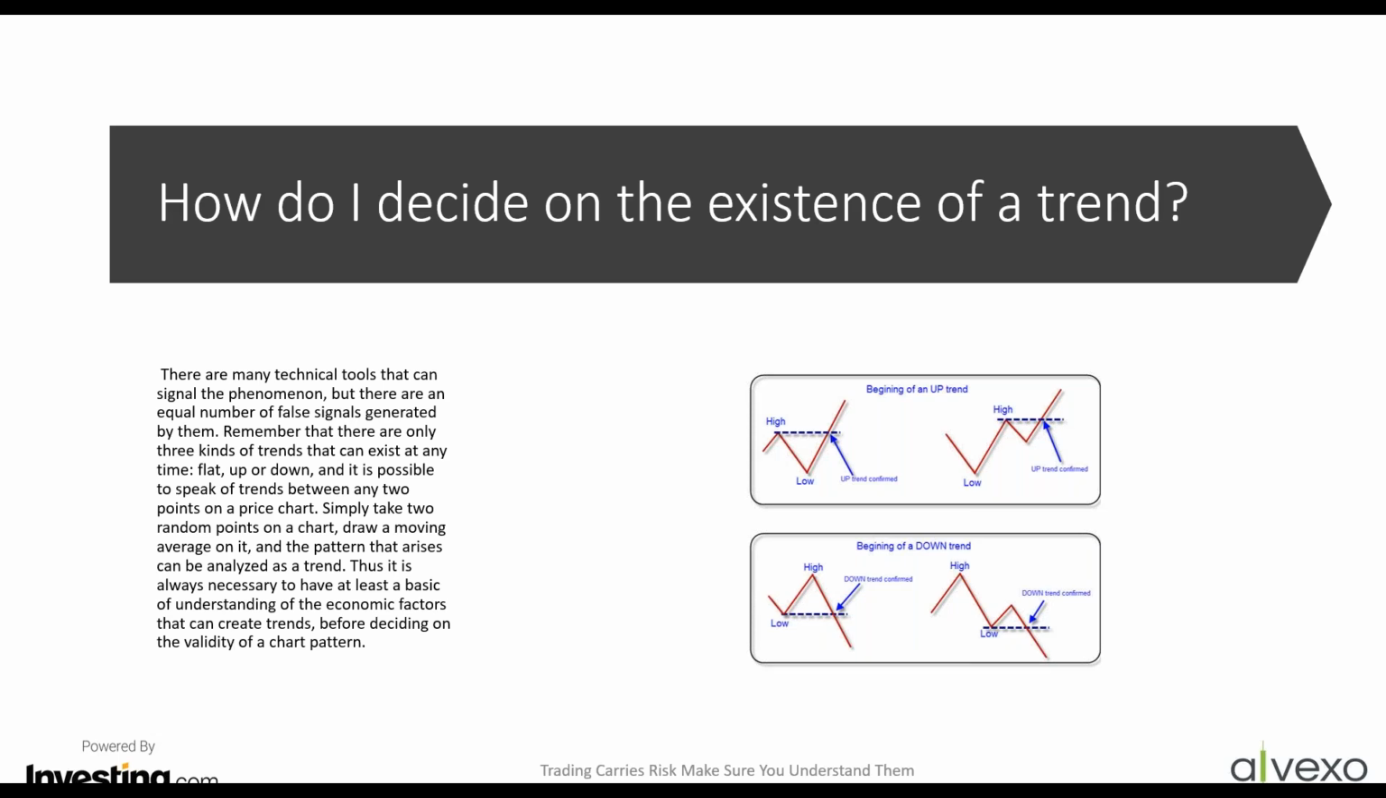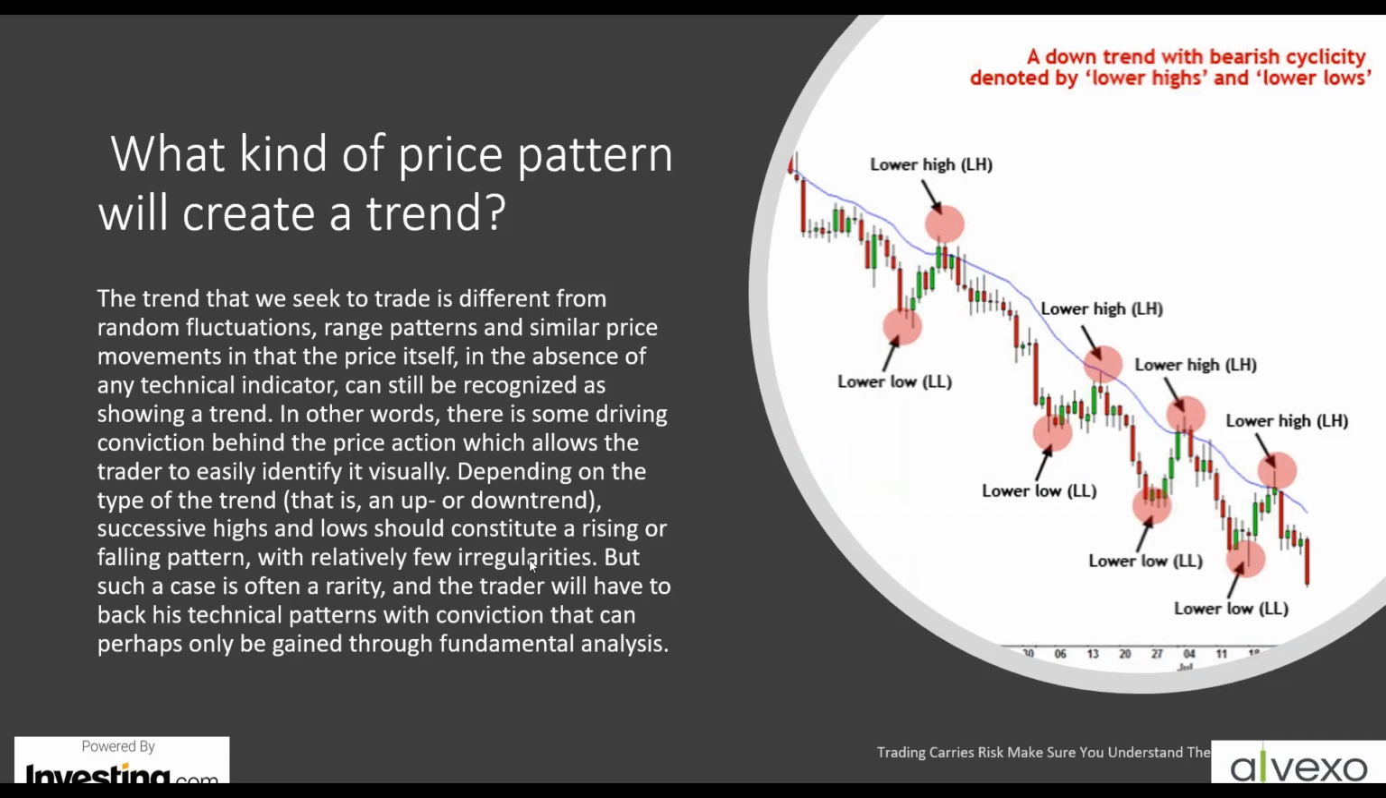And it is possible to speak of trends between any 2 points on a price chart. Simply take two random points on a chart, draw a moving average on them, and the pattern that arises can be analyzed as a trend. And this is what I keep reiterating to you. We can have a billion weak trends, long trends, crazy trends, uptrends, downtrends. We need to see a well-developed uptrend or downtrend, making higher highs and higher lows. That's the only one we can use for the strategy we're going to look at. There's tons of other strategies you can use, but this is one strategy that is simply for well-defined trends.